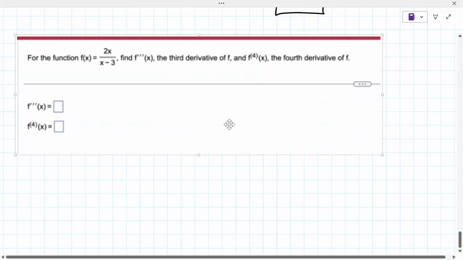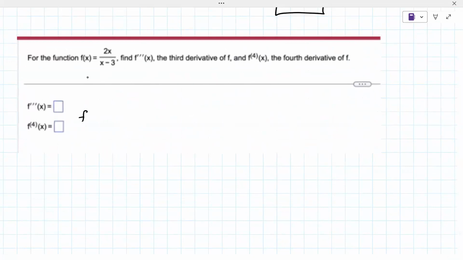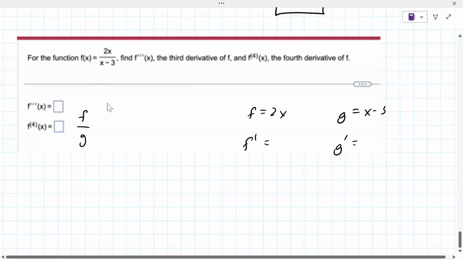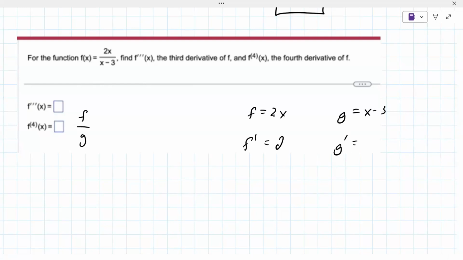This one's awful. It's because you have to find the third and the fourth derivative of this thing. And if you recall from yesterday, this is a quotient rule. It's an F over G. Your F is 2x, your G is x minus 3, F prime and G prime. So the derivative of F is 2, the derivative of x minus 3 is 1. And then we learned yesterday the derivative is bottom times derivative of the top minus the top times derivative of the bottom, over the bottom squared.